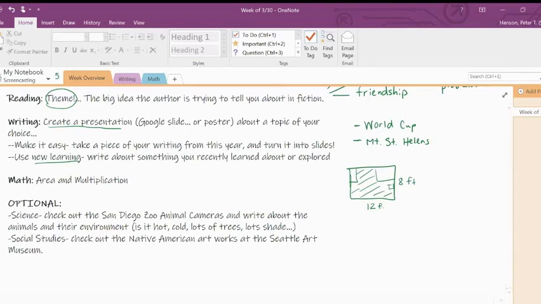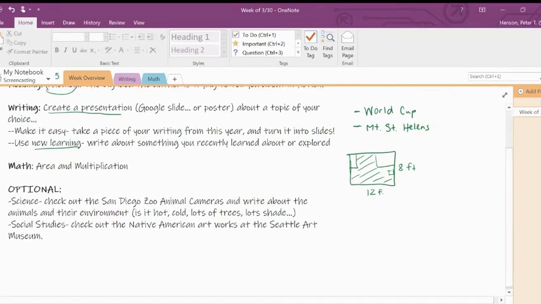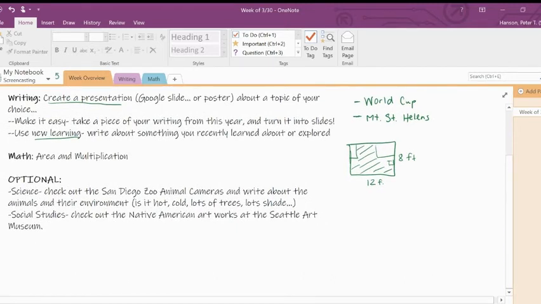Lastly, we have some optional things for you, including science and social studies, looking at the zoo animal cameras and thinking about the environments that the animals are in, and then also for social studies, looking at the Native American artworks at the Seattle Art Museum.